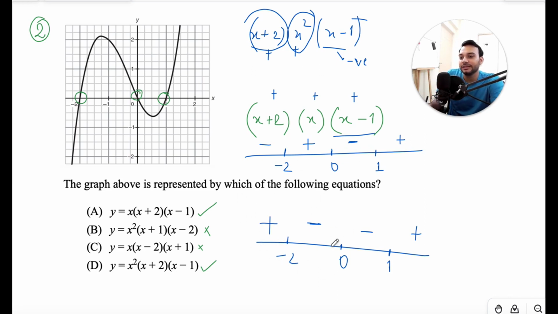So the graph is like this. That means to the left of negative 2, it's positive. Not negative, but positive, like this. Between negative 2 and 0, it's negative, like this. Between 0 and 1, it's negative still, so it comes down again here. And then 1 plus, it will be positive. So the behavior of the graph shown is different from option D on the left hand side of the x-axis.